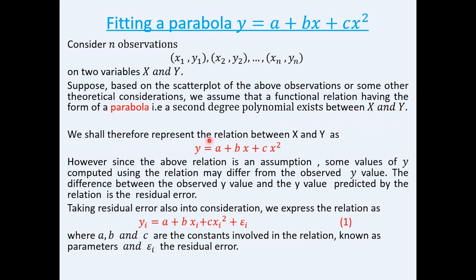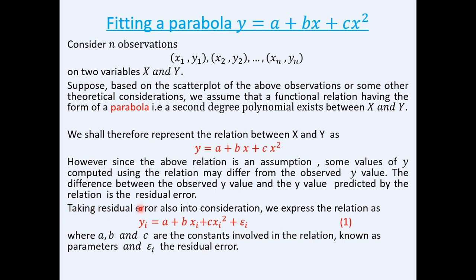Therefore, we shall represent the relation between the variables x and y as y equal to a plus bx plus cx square. We know that this relation is just an assumption. Some values of y computed using the relation may differ from the observed y value. Therefore, there arises an error called residual error. Residual error is the difference between the observed y value and the y value predicted by the relation.